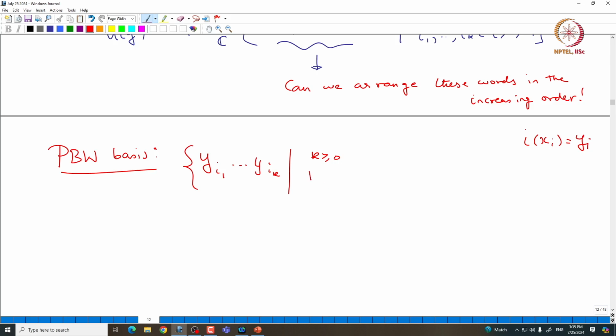So, we can just simply write 1 less than or equal to i1. You can always arrange them in increasing order, so that this set forms a basis for UG. Okay. So, the basis of UG very much looks like the basis of HG. That is what the PBW theorem says.